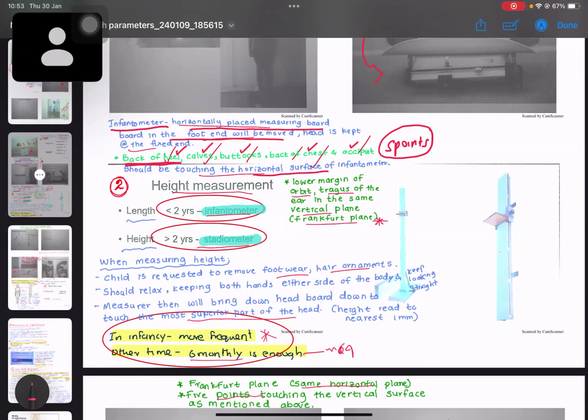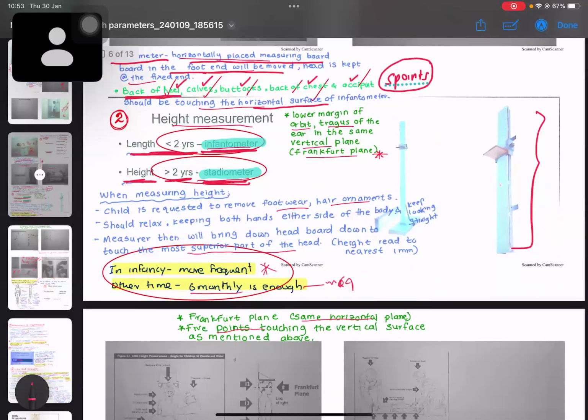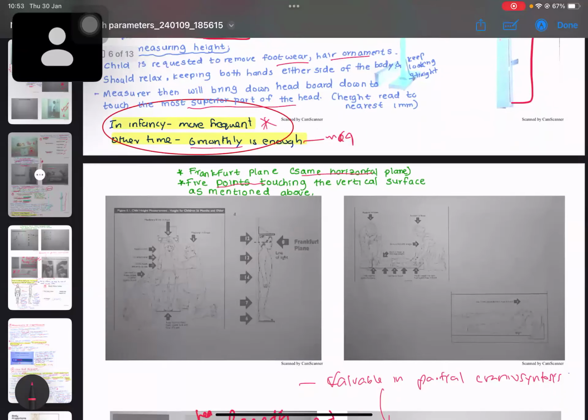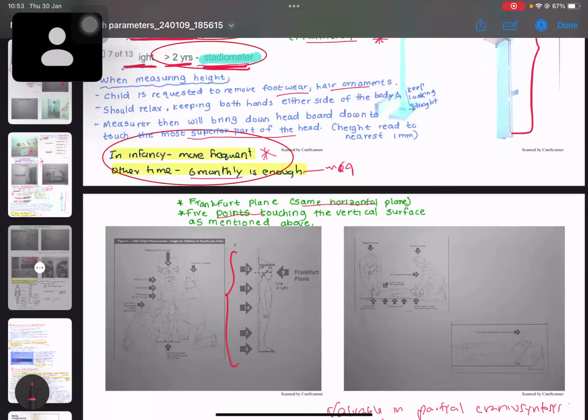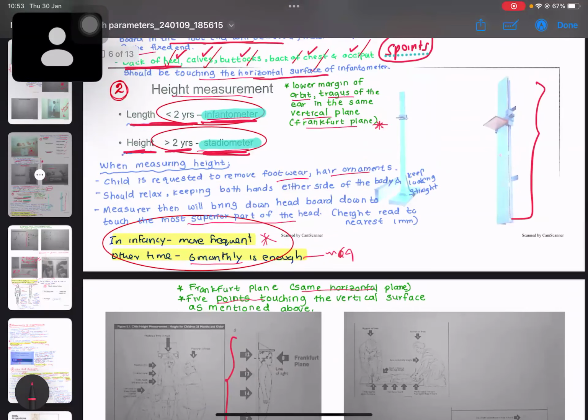Then the height measurement. For the length, if the child is less than 2 years, we use the infantometer because the child can't stand. For the height, because a child more than 2 years can stand, for that child we use a stadiometer. This is a stadiometer, the standing length. The height of the baby can be obtained.